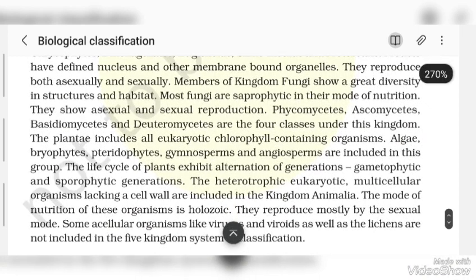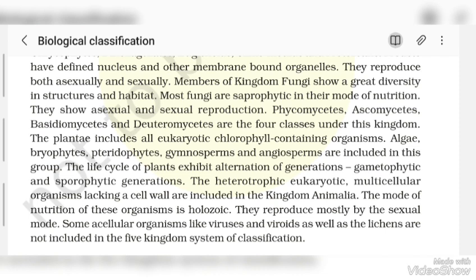Members of kingdom Fungi show a great diversity in structures and habitat. Most fungi are saprophytic in their mode of nutrition. They show asexual and sexual reproduction. Phycomycetes, Ascomycetes, Basidiomycetes, and Deuteromycetes are the four classes under this kingdom. Plantae includes all eukaryotic chlorophyll-containing organisms. Algae, bryophytes, pteridophytes, gymnosperms, and angiosperms are included in this group. The life cycle of plants exhibits alternation of generations, gametophytic and sporophytic generation.